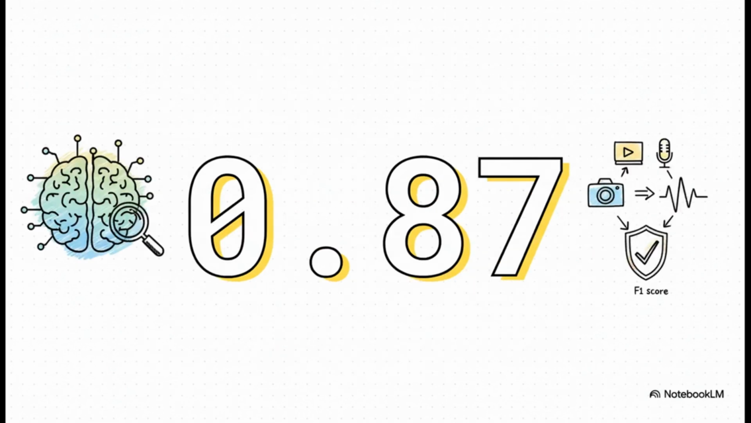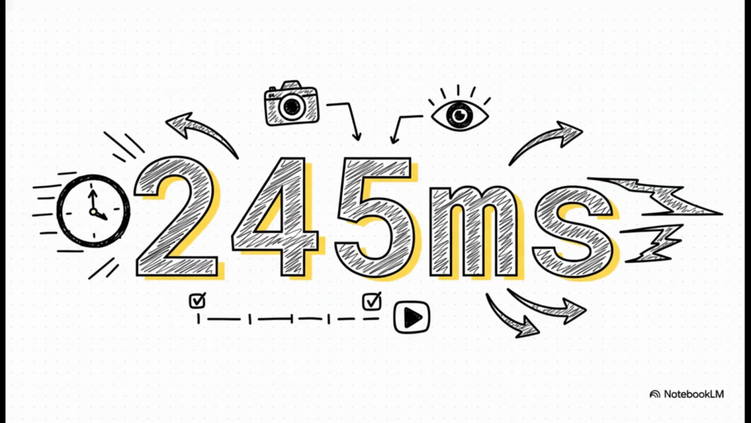Next, how accurate is the final decision? It clocks in with an F1 score of 0.87. For anyone who deals with machine learning, you know that's a fantastic number. It's not just finding the evidence, it's making the right call with it. And finally, is it fast? The P99 latency is just 245 milliseconds. To put that in perspective, that's literally faster than the blink of an eye. So yes, it is absolutely fast enough for a real-time production system.